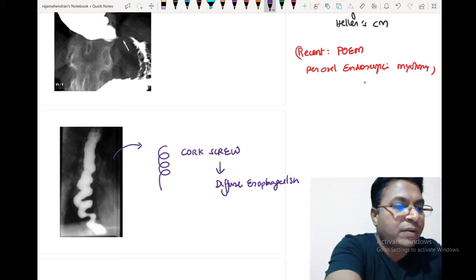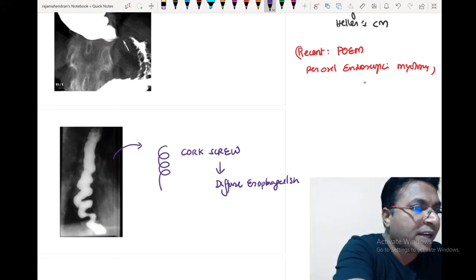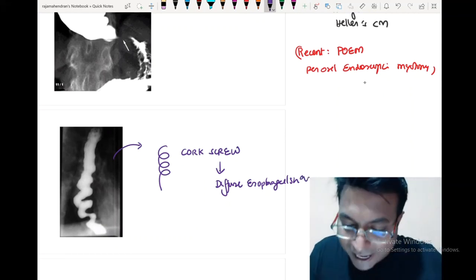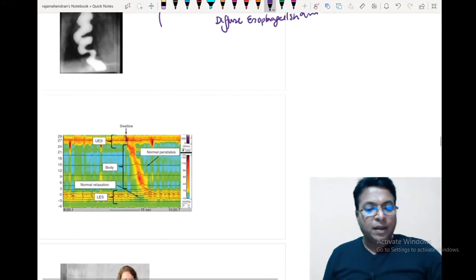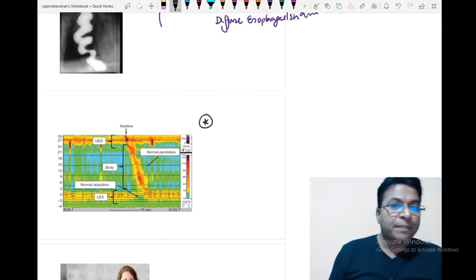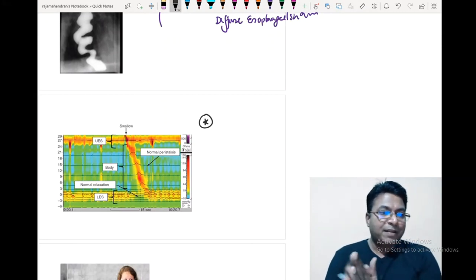So yes, very good. That is the corkscrew esophagus. Perfect. Yeah, that is a diffuse esophageal spasm. I am expecting this question for your exam this year. What is this investigation? This question I am expecting this year.